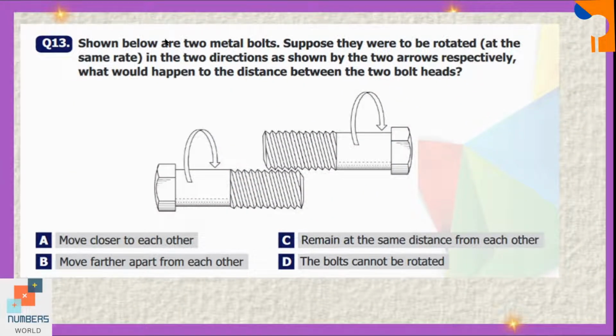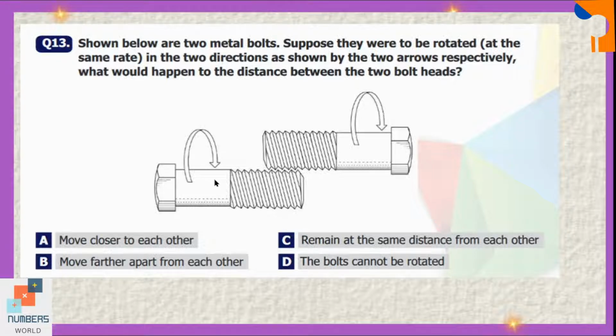Question number 13, shown below are two metal bolts. Suppose they were to be rotated at the same rate in the two directions as shown by the two arrows respectively. What would happen to the distance between the two bolt heads? Option A is move closer to each other. No, it's not possible because there are two bolts which are rotating, but they are rotating in the same direction.